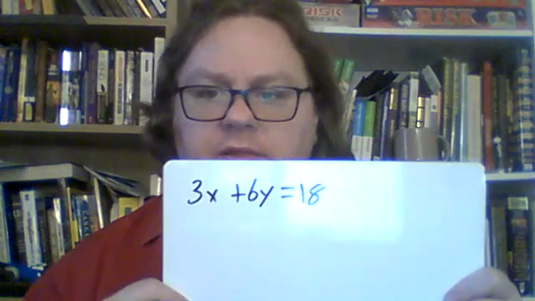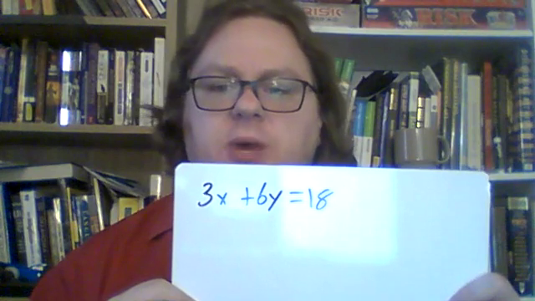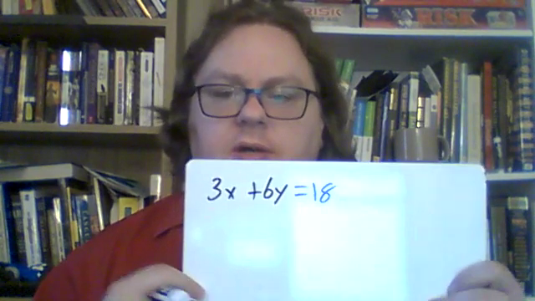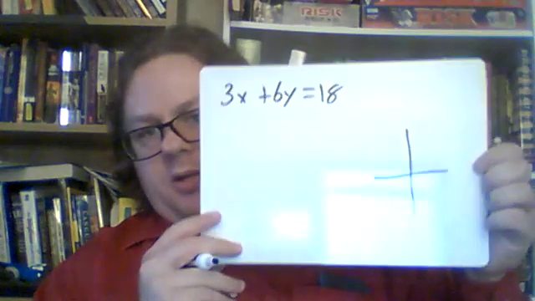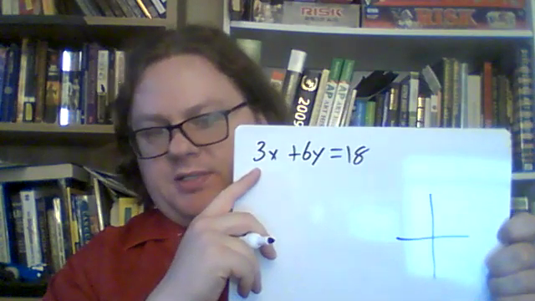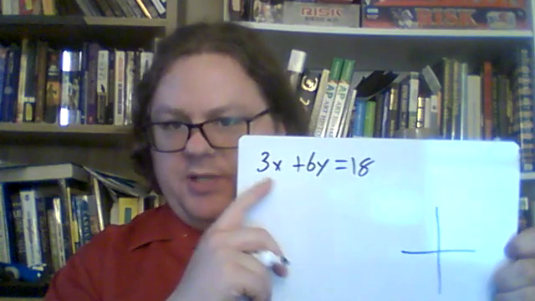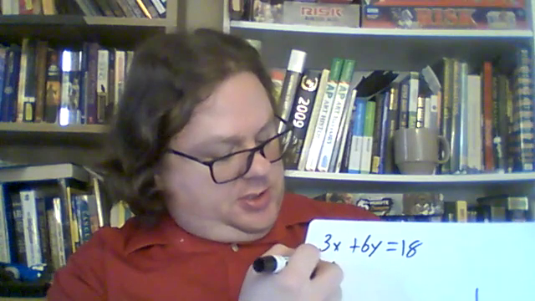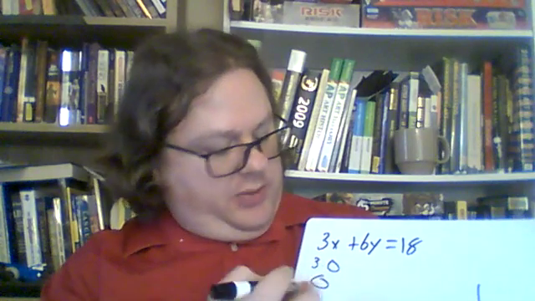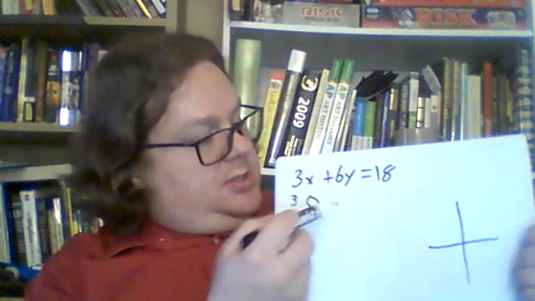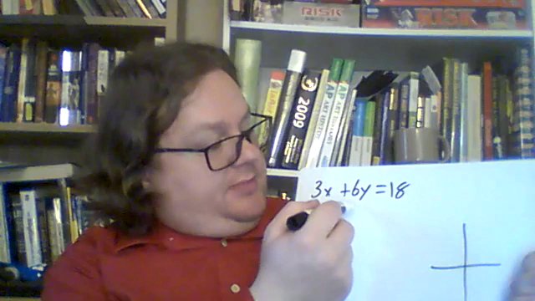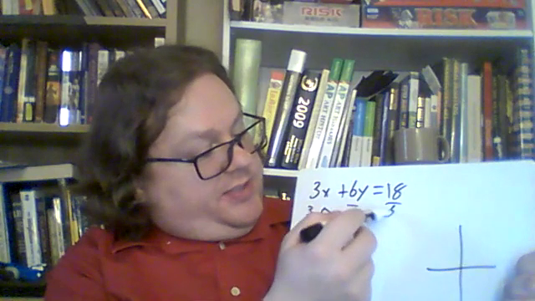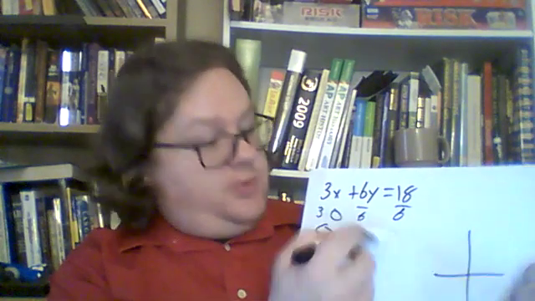Let me do another example with 3x plus 6y equals 18. We're going to put a little graph down here in the corner, and then the first thing we want to do is set x equal to 0 to find y. So if we set x equal to 0, then 3 times 0 is 0, and we can ignore that for now. And then 6y equals 18, so divide by 6, divide by 6. 18 divided by 6 is 3.